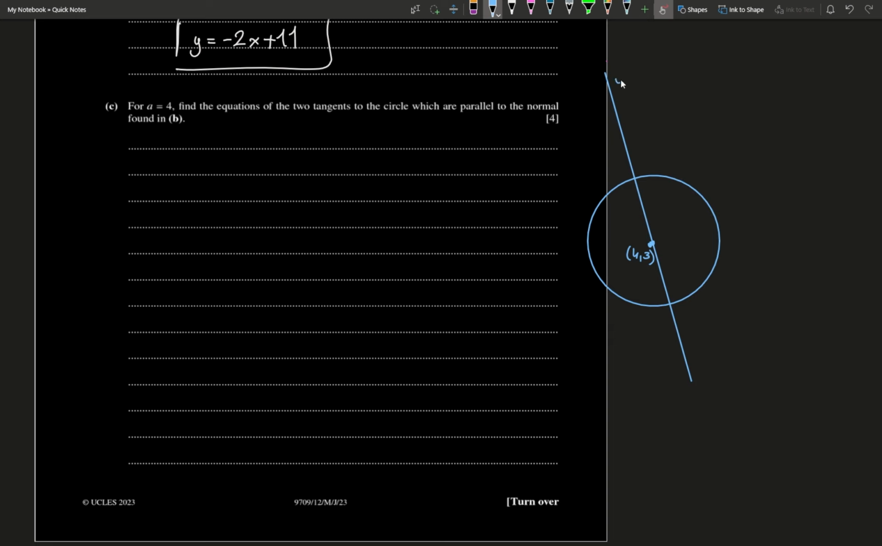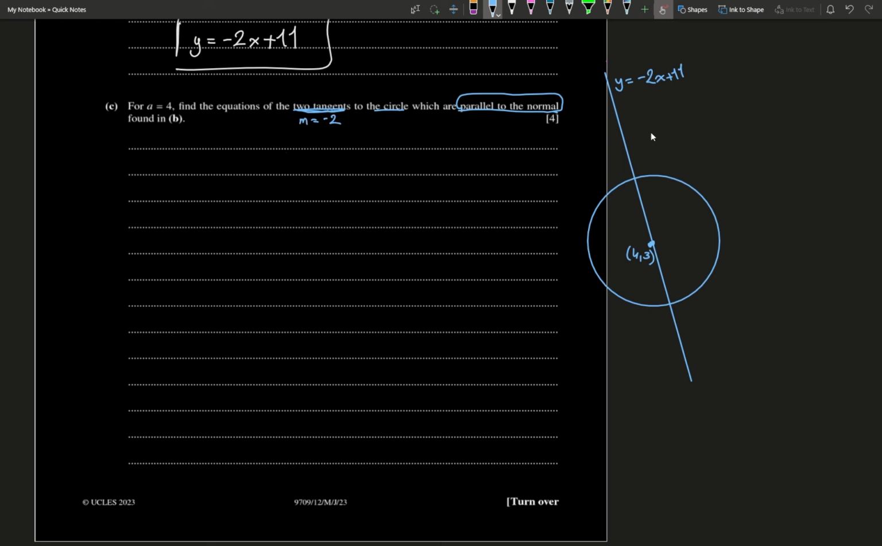وعنده equation ايه؟ عنده equation y is equal to negative 2x plus 11. حلو. فبيقولك هنا في السؤال find the equation of the two tangents to the circle which are parallel to the normal. الحتة دي خطيرة جدا. Which are parallel to the normal معناها ان ال two tangents دول عندهم نفس ال gradient زي النورمال. فكان ممكن نقول ان ال gradient بتاعهم is equal to negative 2.